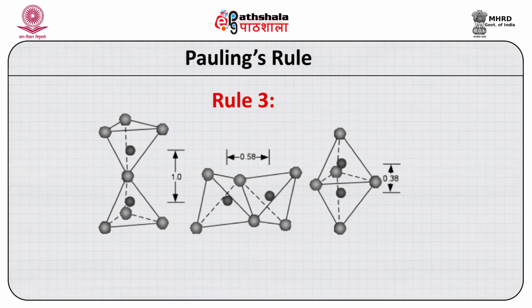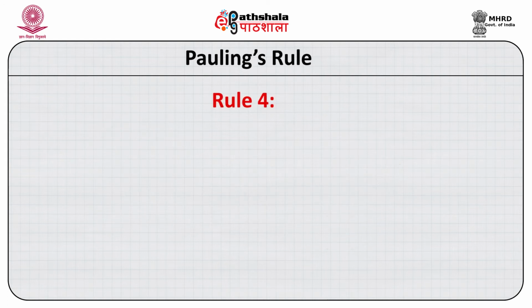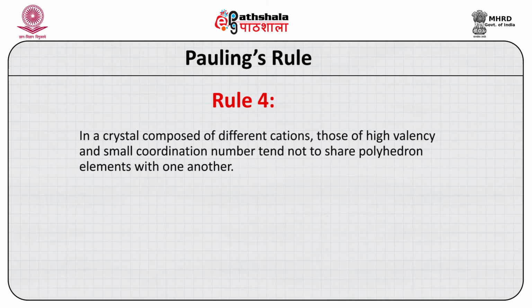So, now we shift to the fourth rule of Pauling. The fourth rule also concerns the sharing of polyhedral elements, but in a crystal containing different cations, those of high valence and small coordination number tend not to share polyhedral elements with each other. So, the sharing of the polyhedra is a function of the valence and the coordination number.